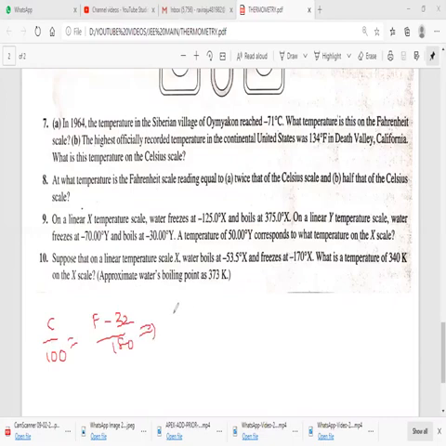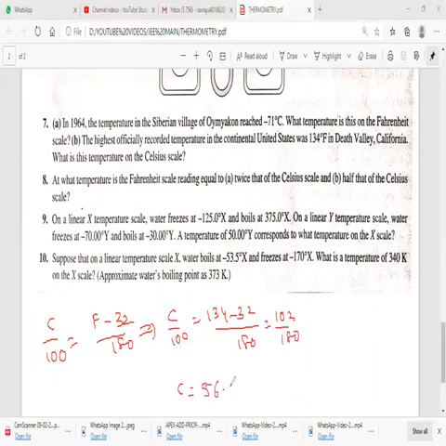And C is not given. C by 100 equal to F is given, 134 minus 32 by 180. So this will be 102 by 180. By calculating this, you will get the value for C, that is 56.6 degree Celsius. That is the answer for 7th B question. And next one.